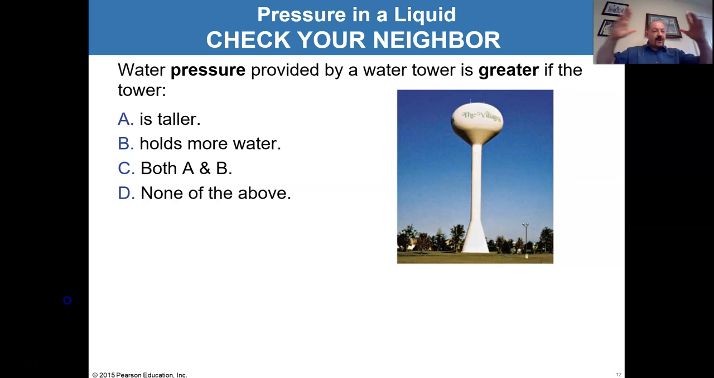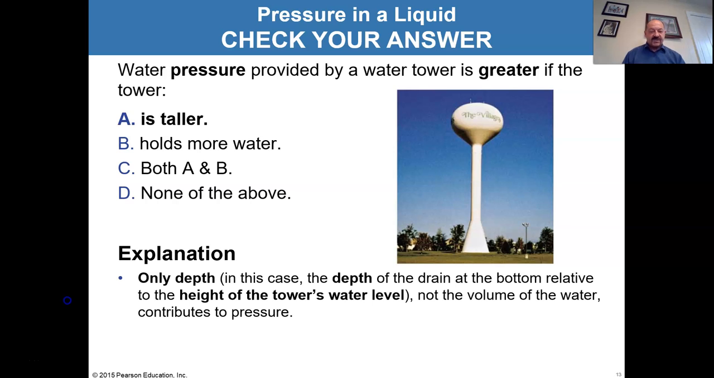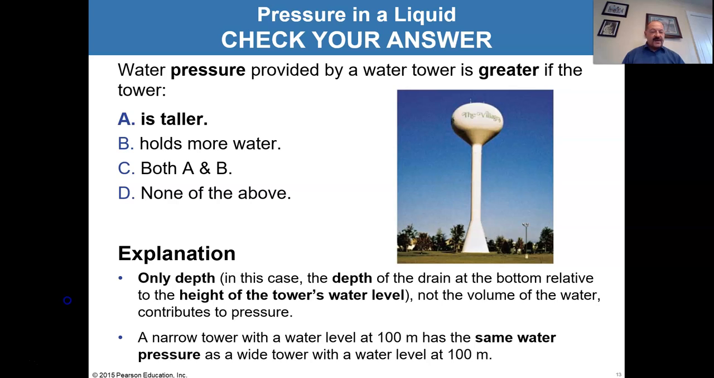It has nothing to do with how wide the thing is, how much volume the entire tower holds. So it's the height in this case, because height really is the depth of the water. And a narrow tower with a water level at 100 meters has exactly the same water pressure. The reason why we don't use narrow towers is they just don't hold that much water for the use of whatever town they're supplying to.